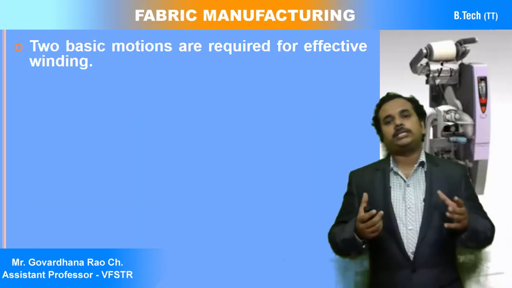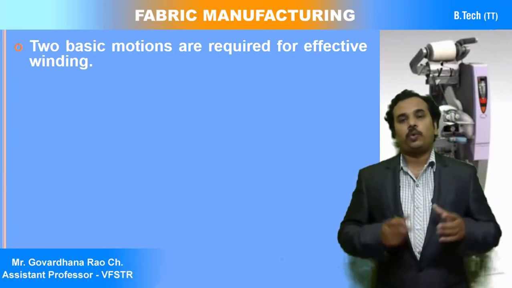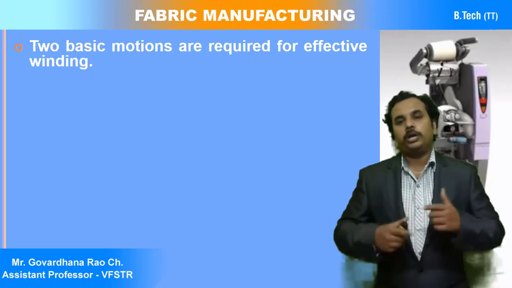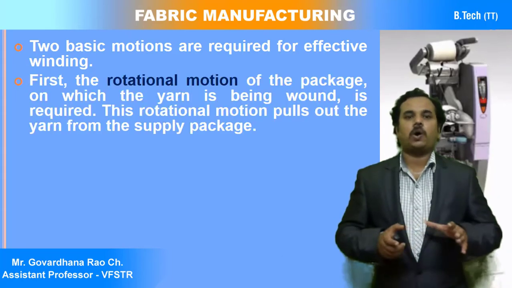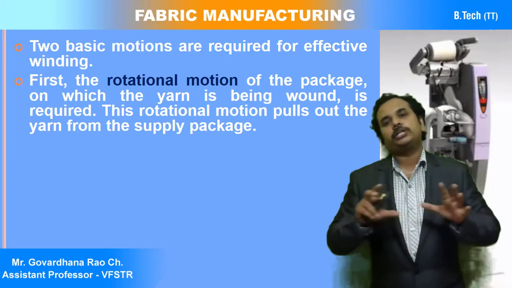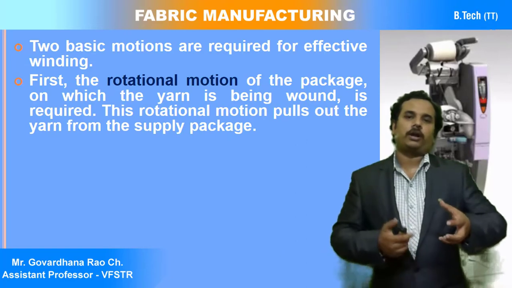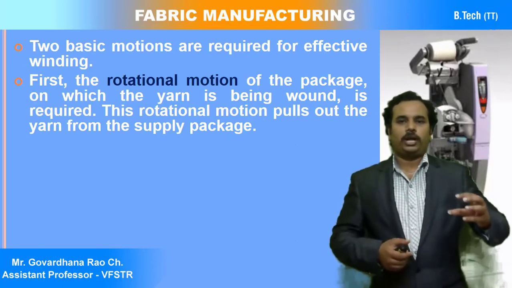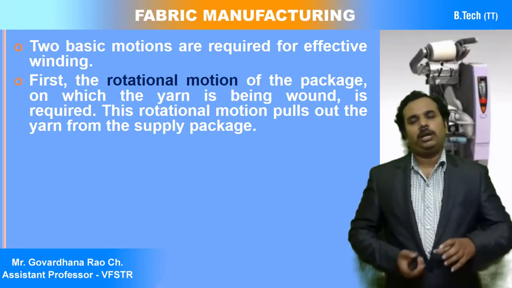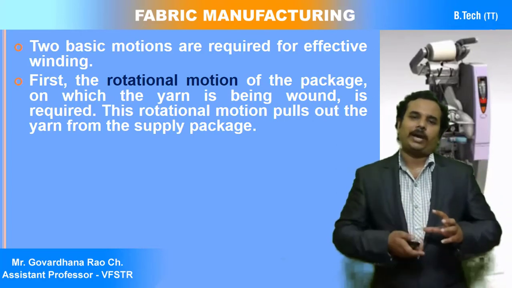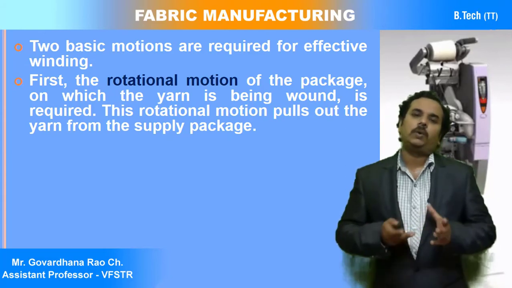Now, two basic motions are required for effective winding. To wind the yarn onto a package, we require two motions. One is called rotary motion or rotational motion. The package needs to rotate, then only the yarn is going to be wound. Otherwise we would need to keep the package held like this and rotate the yarn, which is difficult. So the package is revolving and the yarn is wound onto the package. This is the first motion required in the winding process.